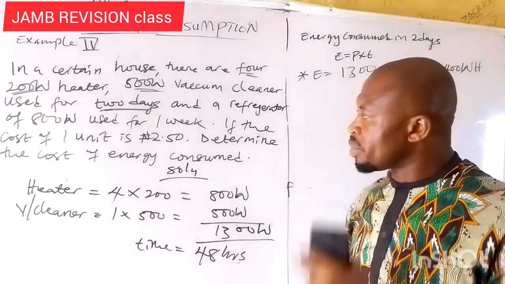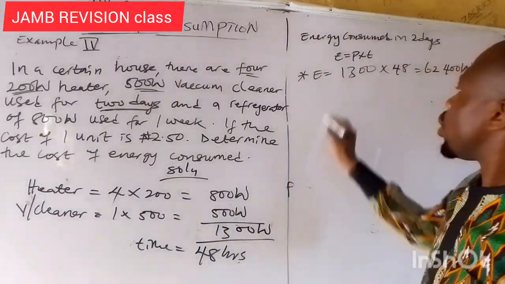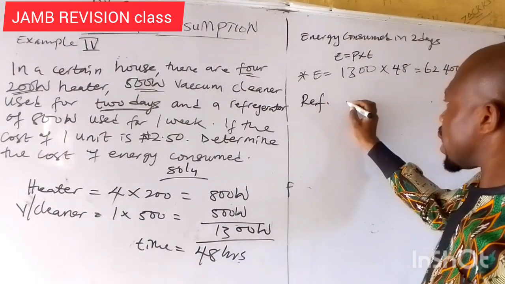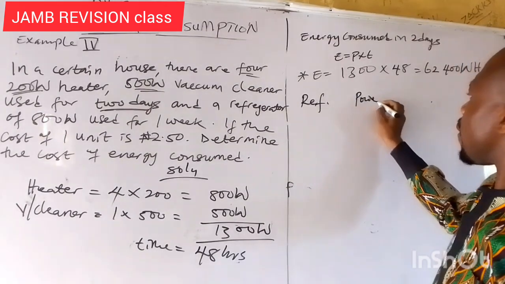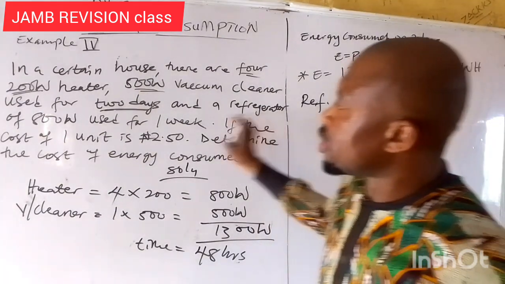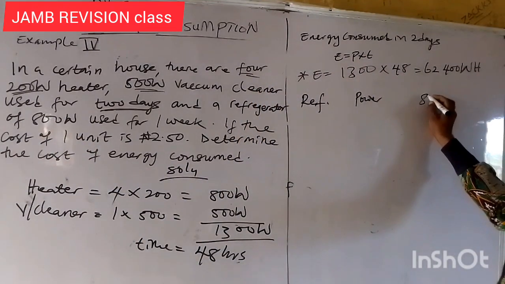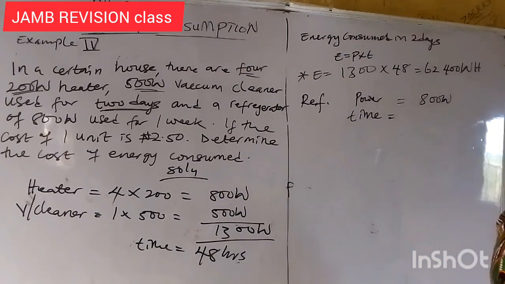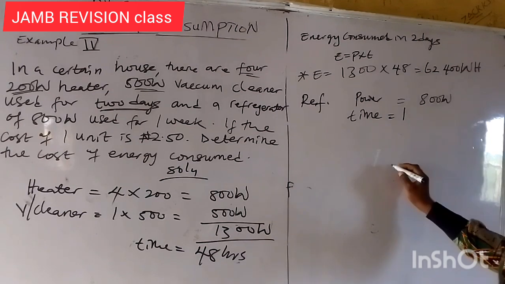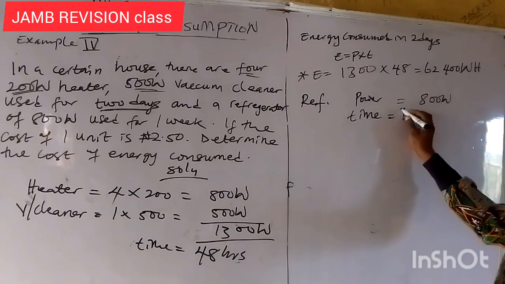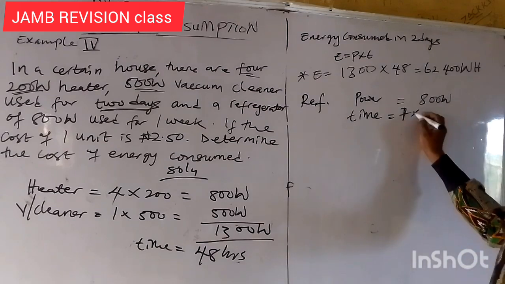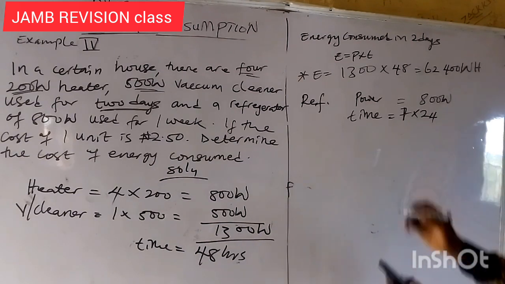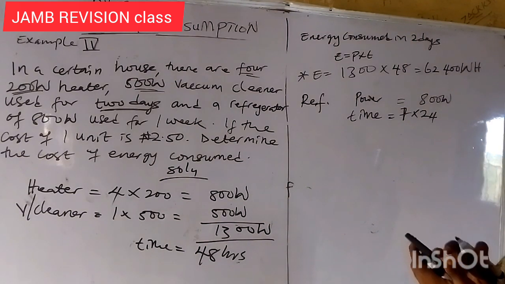You keep this one. There are 2 items there. The next one is the refrigerator. Now, we have the refrigerator used for 1 week. The power there is equal to 800 watts. Now, the time used was just 1 week. 1 week is 7 days. 7 days make 1 week. Now, each day is 24 hours, so 7 times 24.